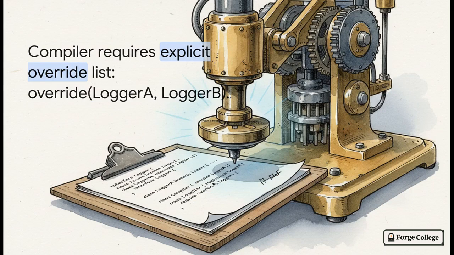But wait, the compiler is incredibly strict, remember? Even with the magic of super doing all this heavy lifting for the call routing, you still have to write out the explicit override list. You have to say override(LoggerA, LoggerB). This essentially tells the compiler, yes, I know I am overriding these specific base contracts. Please allow me to manage the flow with super. It completely prevents accidental omissions and keeps your hierarchy crystal clear.